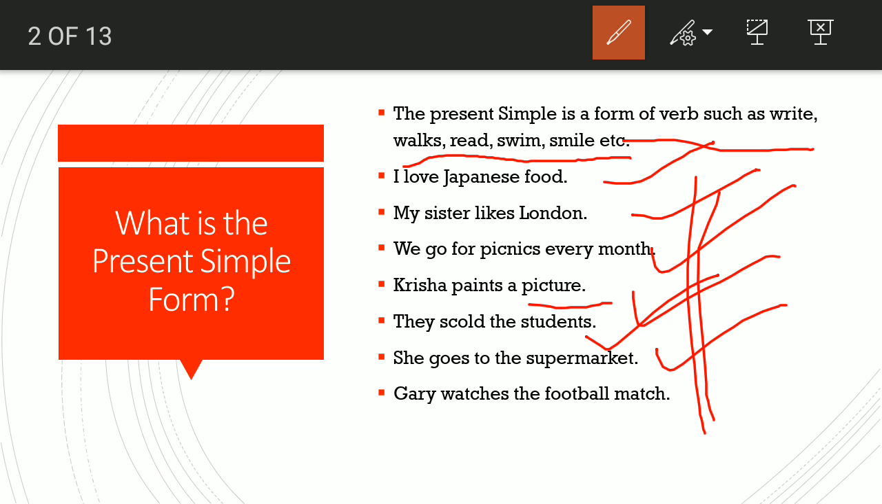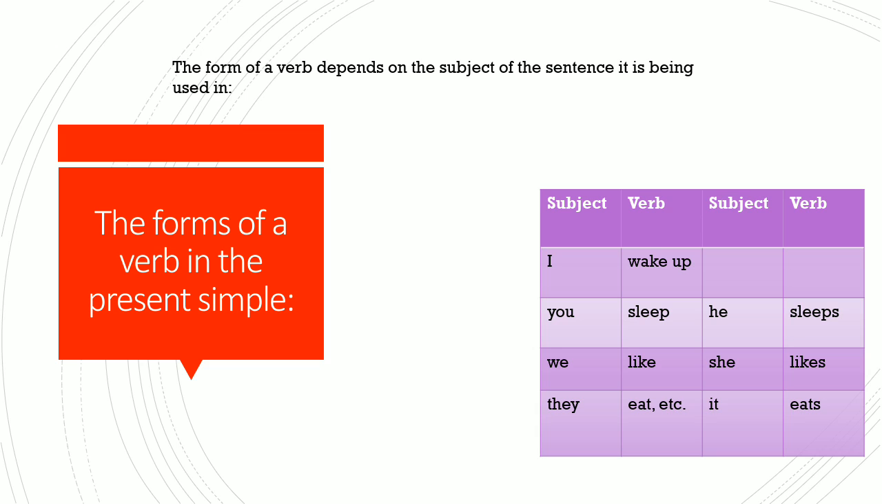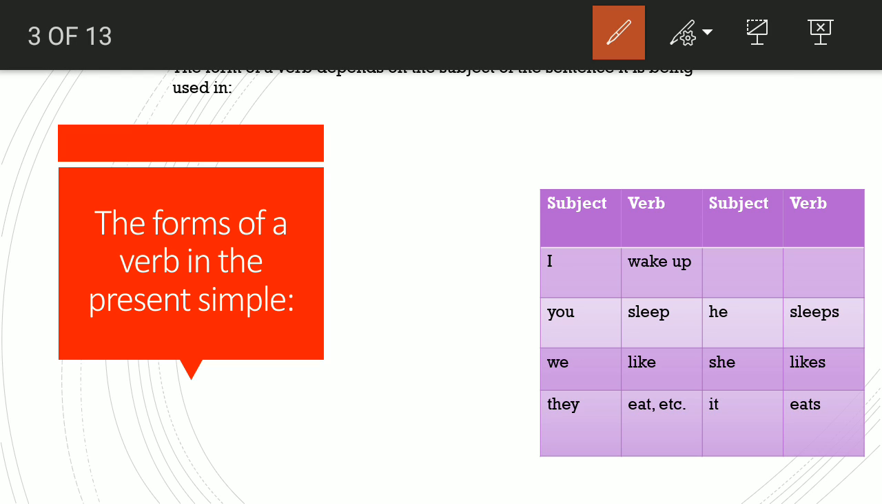She goes to the supermarket. वो सुपरमार्केट जाती है. And last but not the least, Gary watches the football match. यानी गैरी फुटबॉल मैच देख रहा है. The form of the verb depends on the subject of the sentence it is being used in. आप ये देखिए, जो form of verb होता है वो subject पे depend करता है.